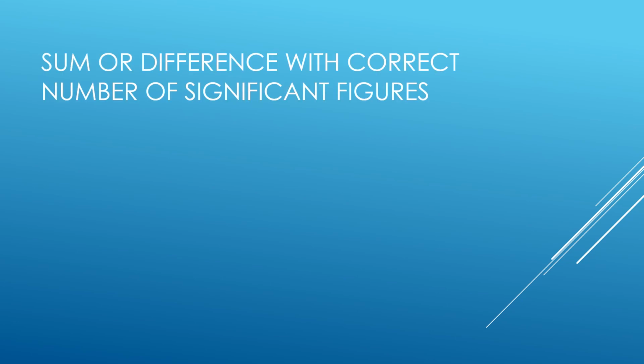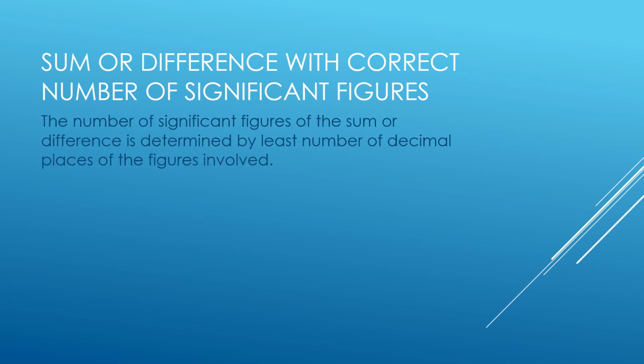How do we find the sum or difference of measurements with the correct number of significant figures? The number of significant figures of the sum or difference is determined by the least number of decimal places of the figures involved. Example, say we are to calculate the sum of 15.354 and 12.1. 15.354 has 3 decimal places, while 12.1 has 1 decimal place.